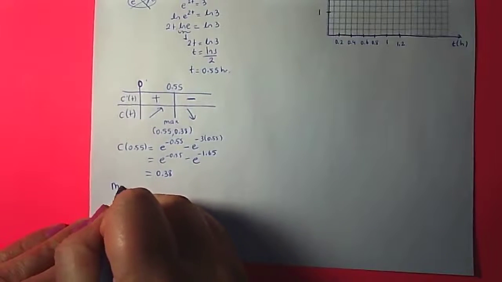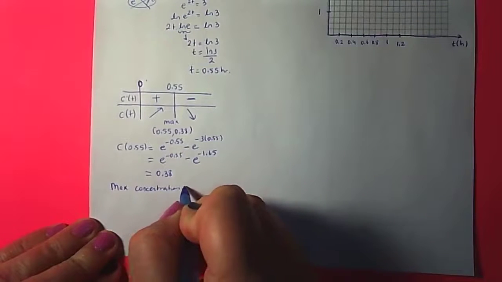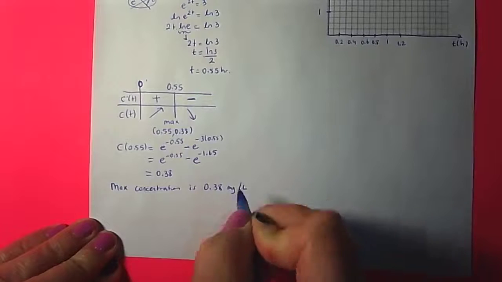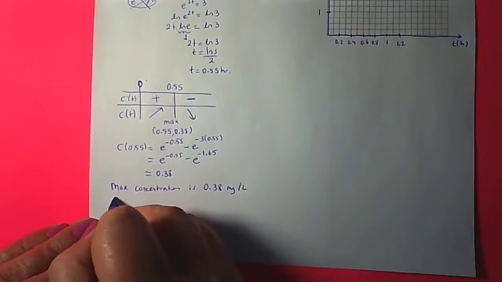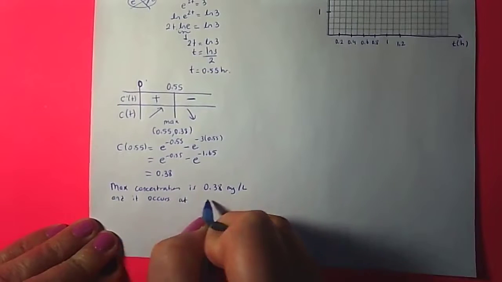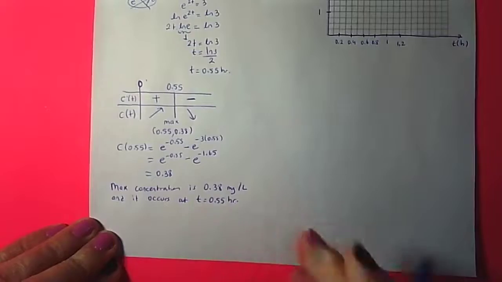So we can say that the maximum concentration is 0.38 milligram per liter, and it occurs at t equals 0.55 hours.